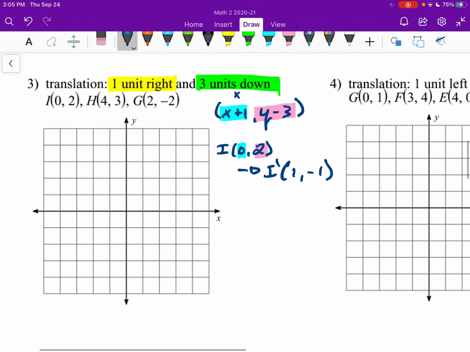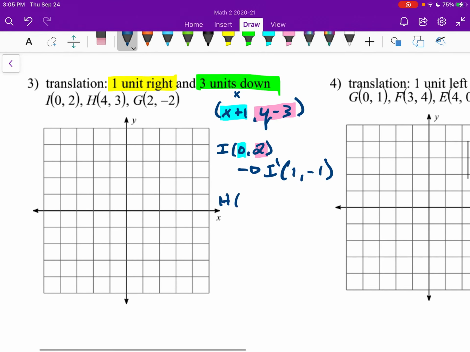So let's do that for all of these. Let's go H. H is 4, 3, and H prime is going to be, well, I'm going to take that 4, and I'm going to plug into that blue highlighted piece. 4 plus 1 is 5. 3 minus 3 is 0.